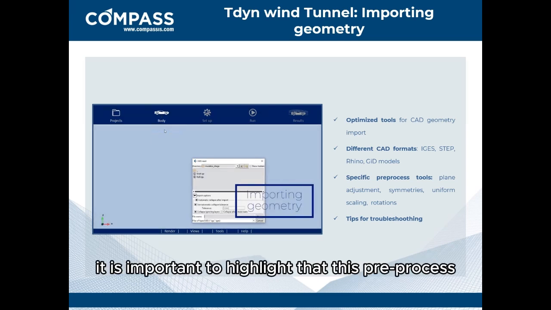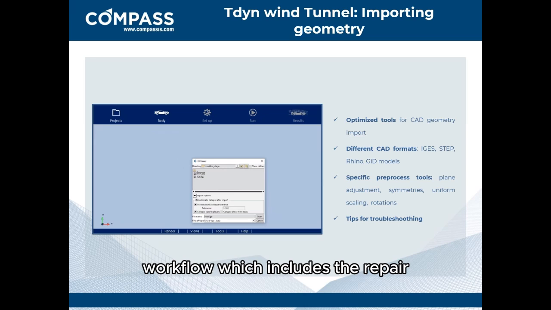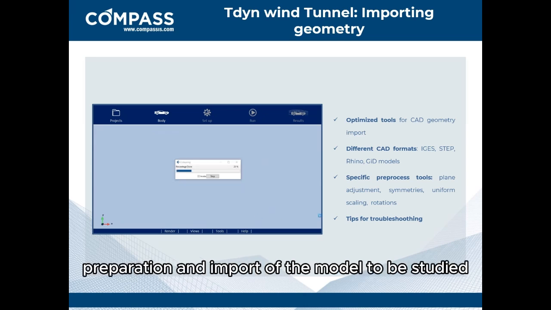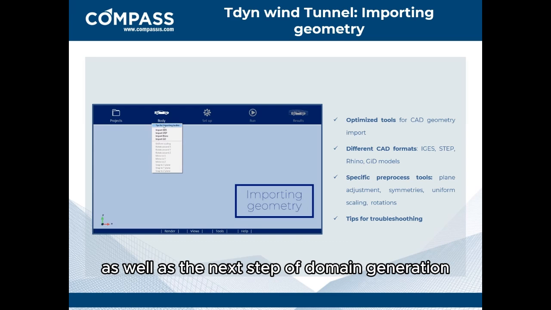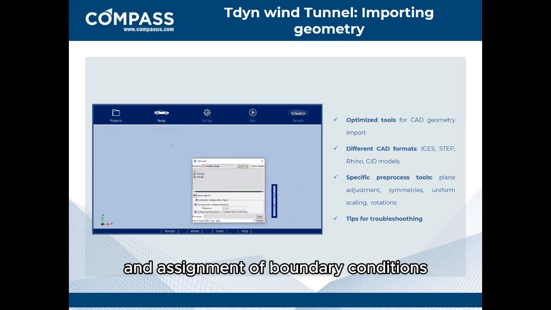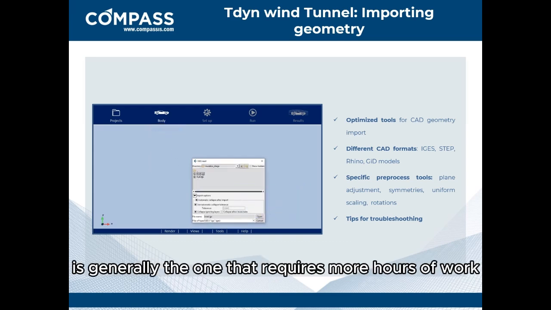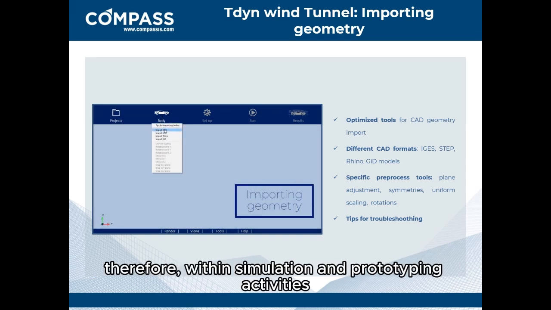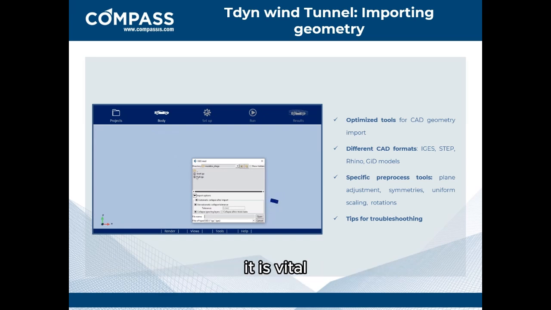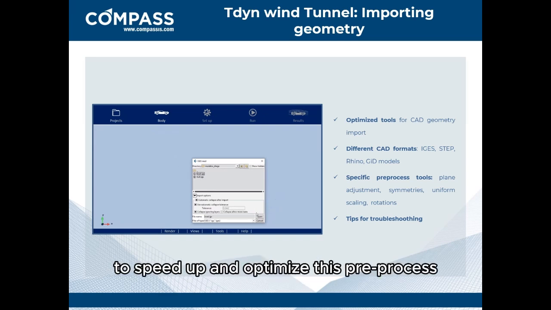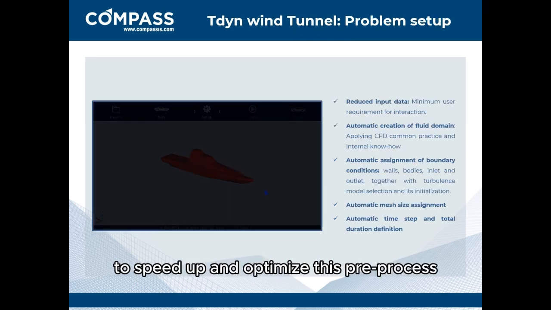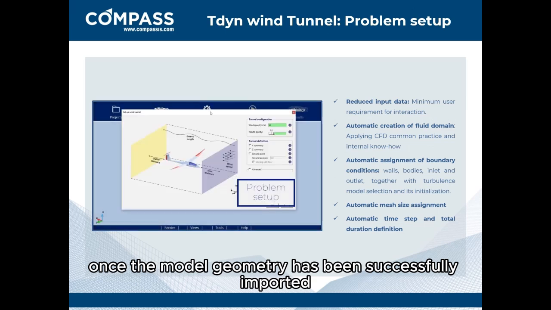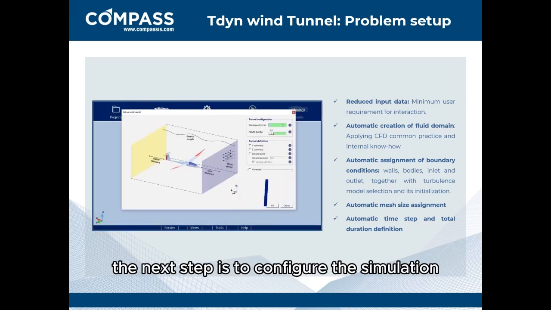It is important to highlight that this pre-process workflow, which includes the repair, preparation, and import of the model to be studied, as well as the next step of domain generation and assignment of boundary conditions, is generally the one that requires more hours of work and intervention of technical personnel. Therefore, within simulation and prototyping activities, it is vital to equip yourself with the appropriate tools to speed up and optimize this pre-process. Once the model geometry has been successfully imported, the next step is to configure the simulation.